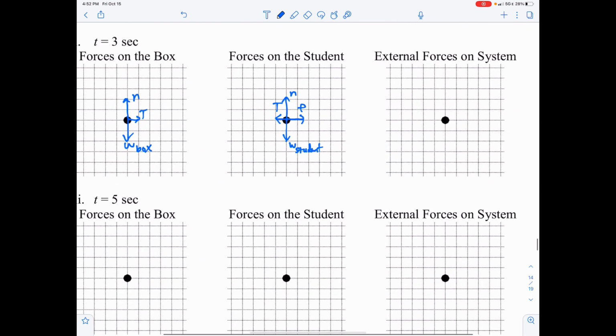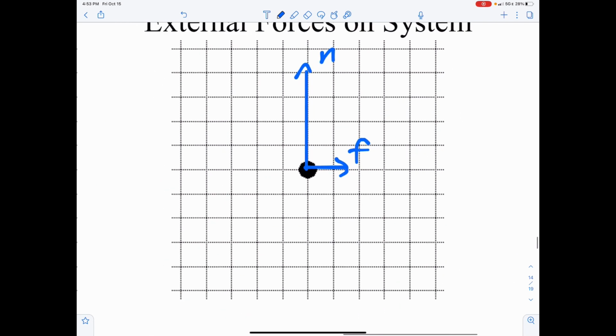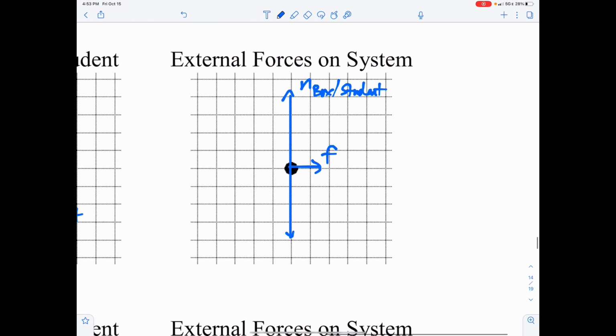Now, the external forces would simply be friction because tension's an internal force. So we've got friction going to the right, and you've got the normal force of the box student system, just like you have the combined weight of the box student system. So it's probably better to do in this case. We'll do it a little bit differently than we did it in the last example.